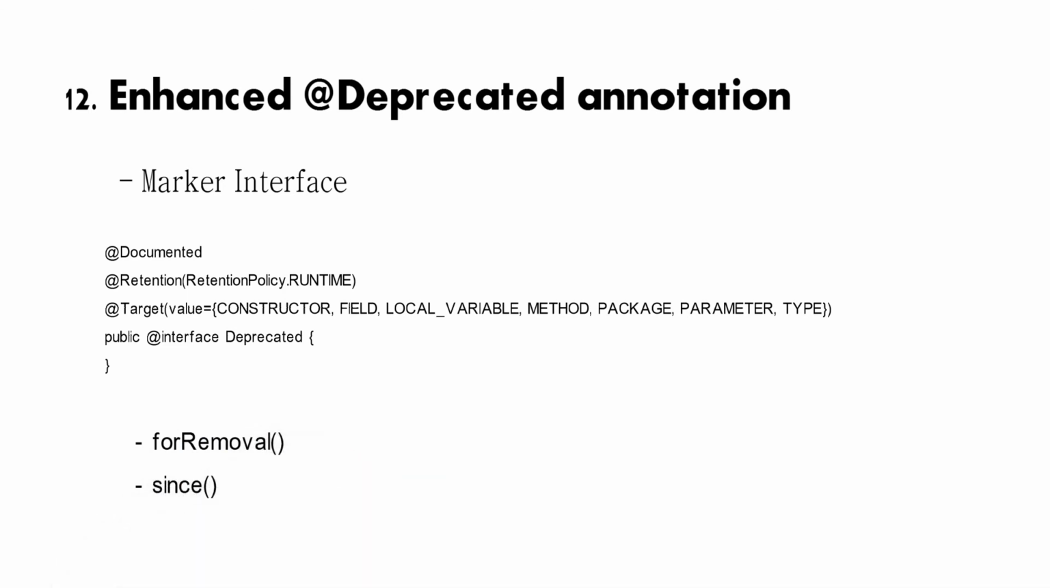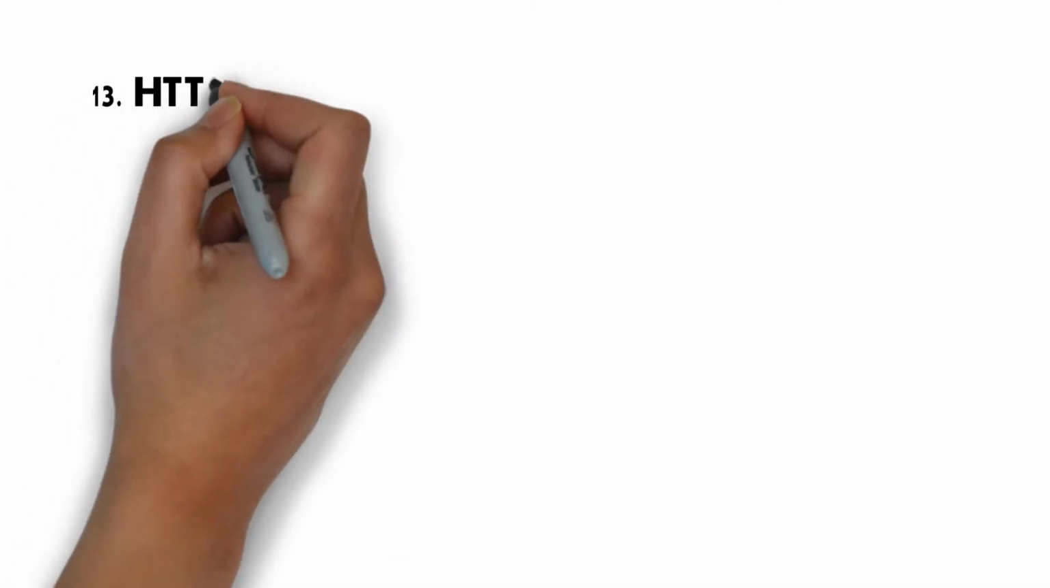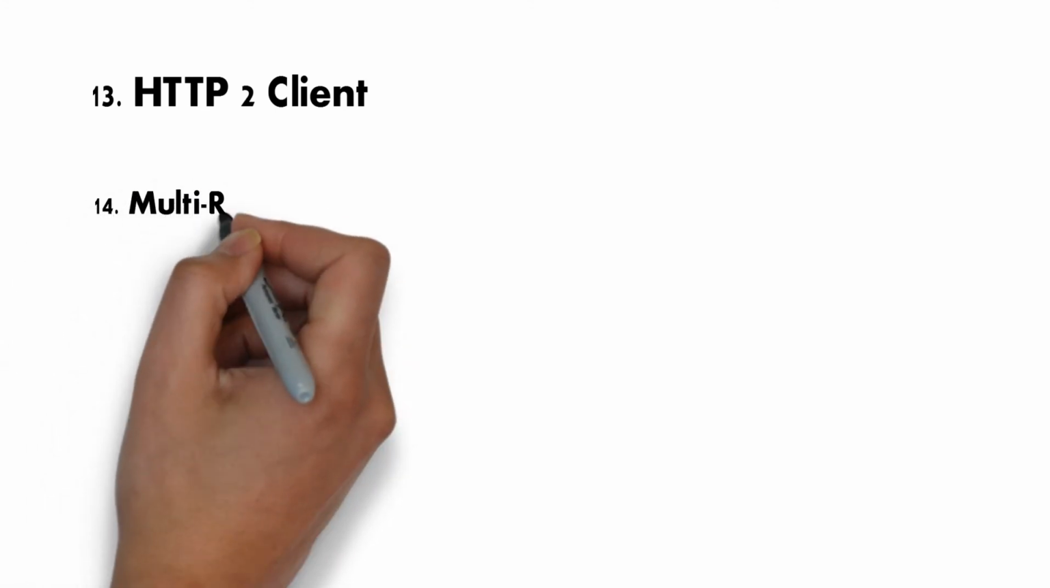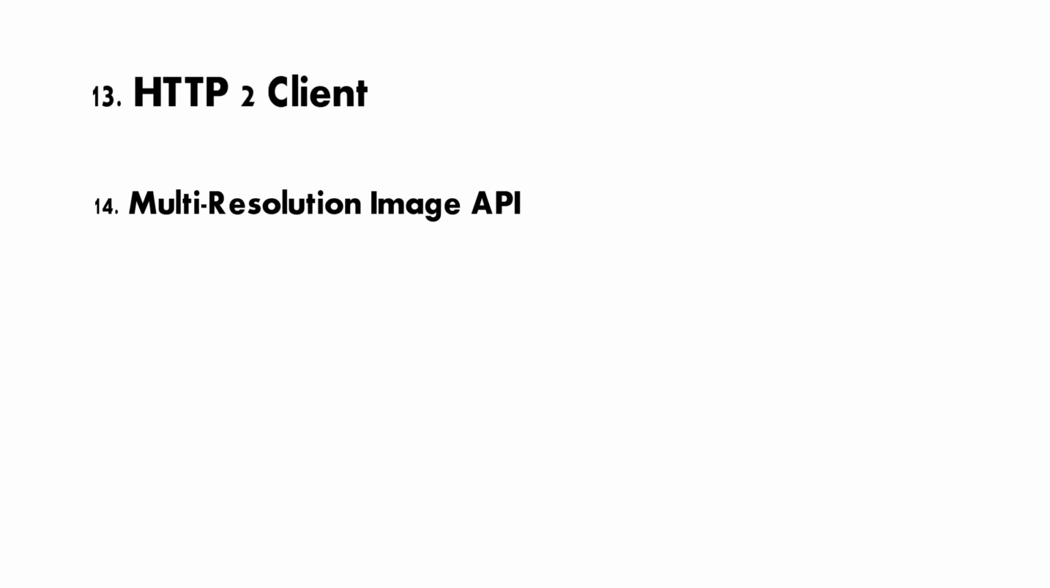Next, we have HTTP2 client. The legacy HTTP client API had numerous issues, so HTTP2 is released to support HTTP2 protocol and WebSocket features. Next, we have multi-resolution image API that has been added as a part of AWT package. It encapsulates a set of images that can be queried according to our requirements.